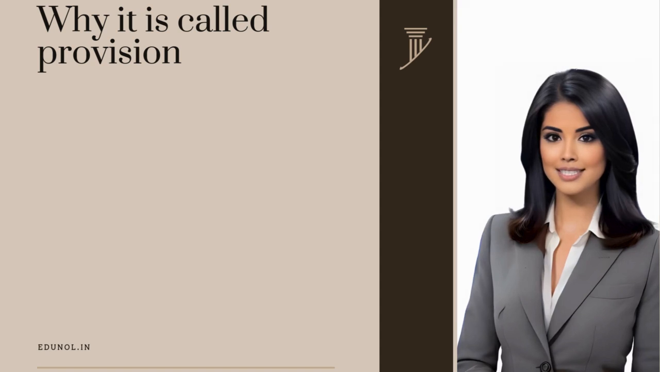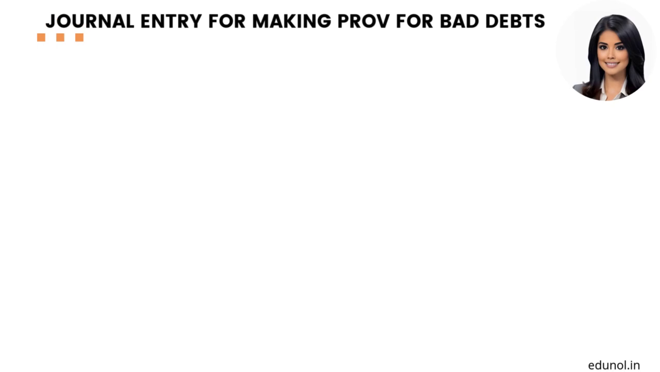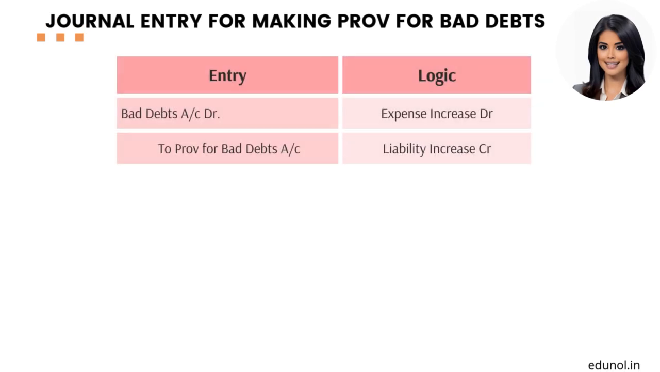Why is it called provision? Provision means to set aside funds for some purpose. Here we are setting aside funds for meeting expected bad debts in future, so it is called provision for bad debts. Journal entry for creating the provision for bad debts is: bad debts account debited and provision for bad debts account credited. Bad debts are an expense which are increasing and hence debited. Provision for bad debts is in the nature of a liability which is increasing and hence credited.